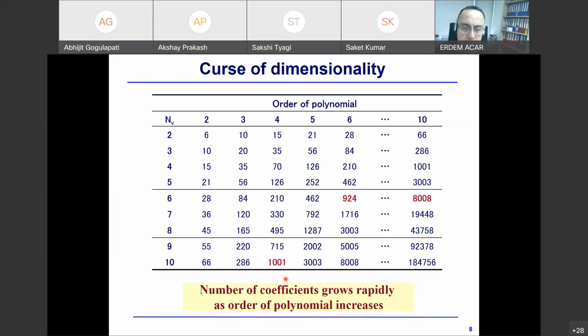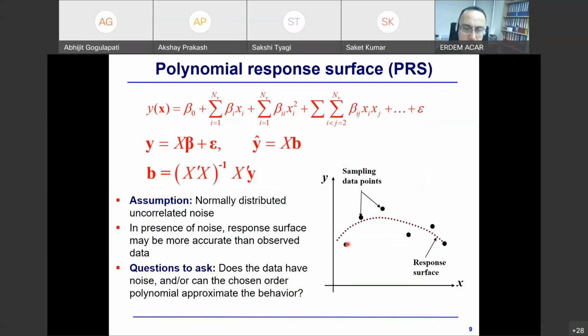If your simulations are noisy, for instance, like here, you have these noisy simulations, and if you consider the physics of the problem, maybe the general trend is a quadratic trend. But if you increase, for instance, to 10th order polynomial, then you can pass through all these data points. But then it means you are fitting to noise instead of the actual behavior. Okay, thank you. Yeah, got it.